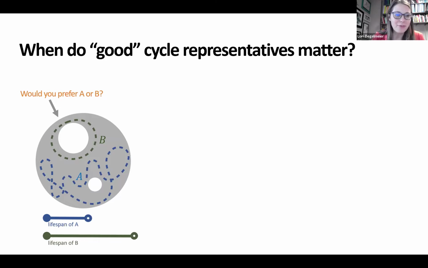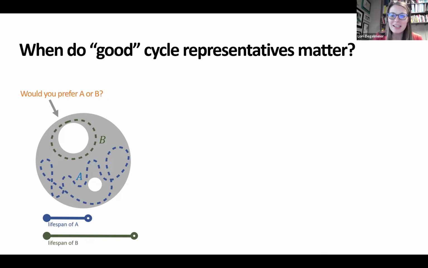I have a question here for you. If you have two cycle representatives of two different homology classes A and B, which one might you prefer? There's no right or wrong answer, but yeah. B. You like B? I say B. Okay. Yeah. Maybe you like A because you just like complicated things. It totally depends on your application, right?